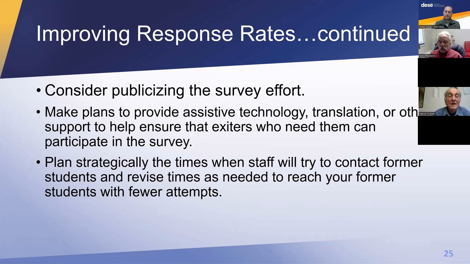Again, consider publicizing the survey. Anytime transition is discussed, I suggest that you mention the survey, that it will be done, that the information is important, and that you look forward to talking to them about their experiences after high school. Make plans to provide assistive technology, translation, or other support to help ensure exiters who need them can participate in the survey. And students may ask that people who typically help and support them respond to the survey on their behalf.